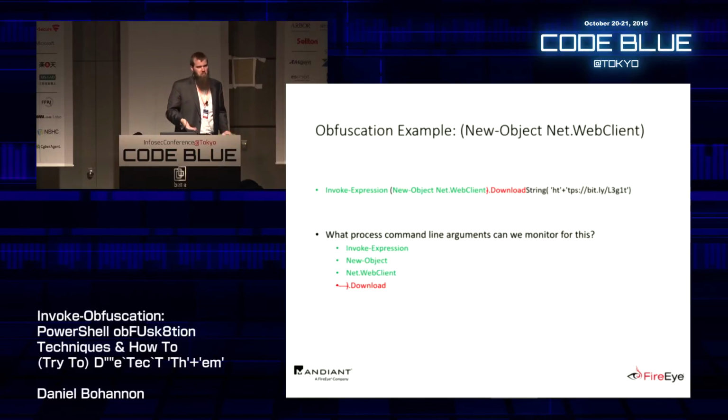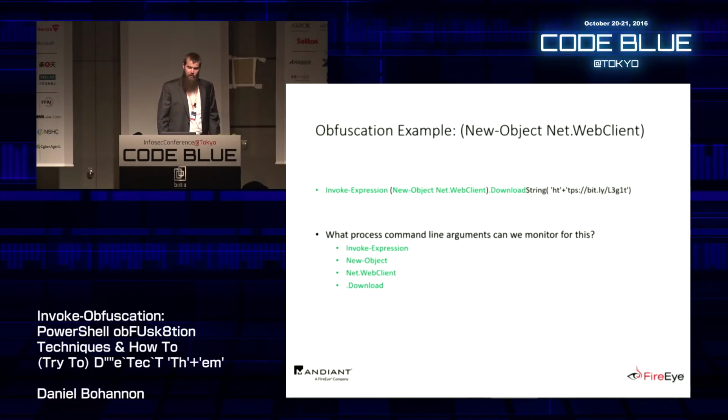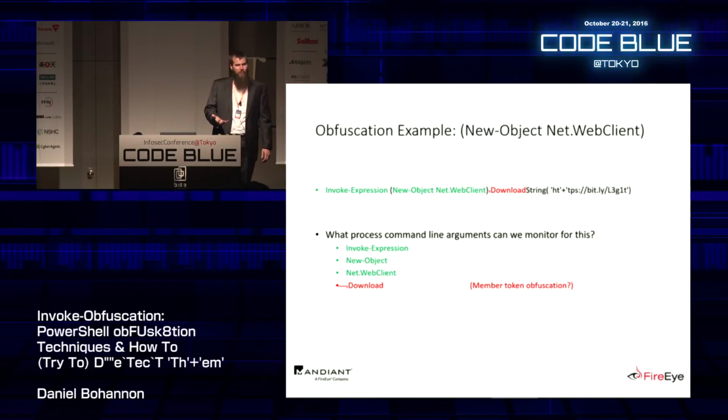The parenthesis, that doesn't have to be there. How? Well, we can set new object net.webclient as a variable, just like in this example here. So we'll just remove that parenthesis, so now we have .download. So again, download string is a member token. How can we obfuscate this member token?